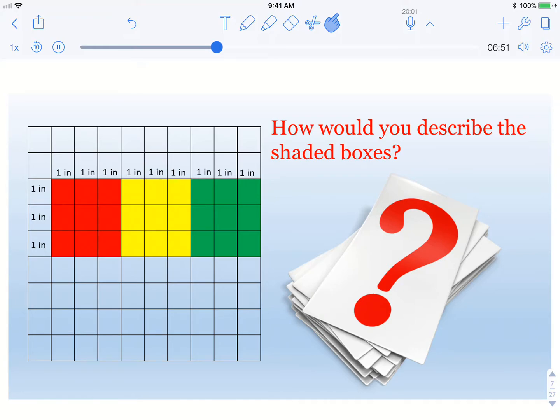How would you describe the shaded boxes? Look at the boxes. How would you describe them, based on what we said? Now, if I look at the first row, I could say that the first row is 3 times as long as the width of the first row. But we're going to look at this whole thing, and it's actually 9 times. So how would we describe it now, looking at it the way it is now? Go ahead and pause and talk about this with your teacher.